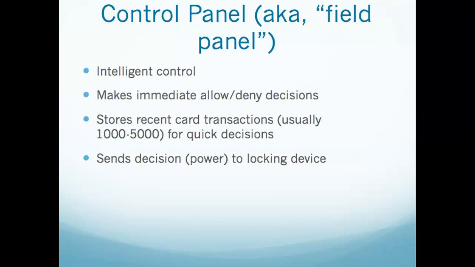So the control panel takes the information: the badge goes to the reader, the reader sends it to the control panel, which searches through its data and makes a decision as to whether or not that badge should open that particular door. If it says yes, it sends information down, and it unlocks the door. If it says no, it simply rejects the badge, and the door does not unlock.